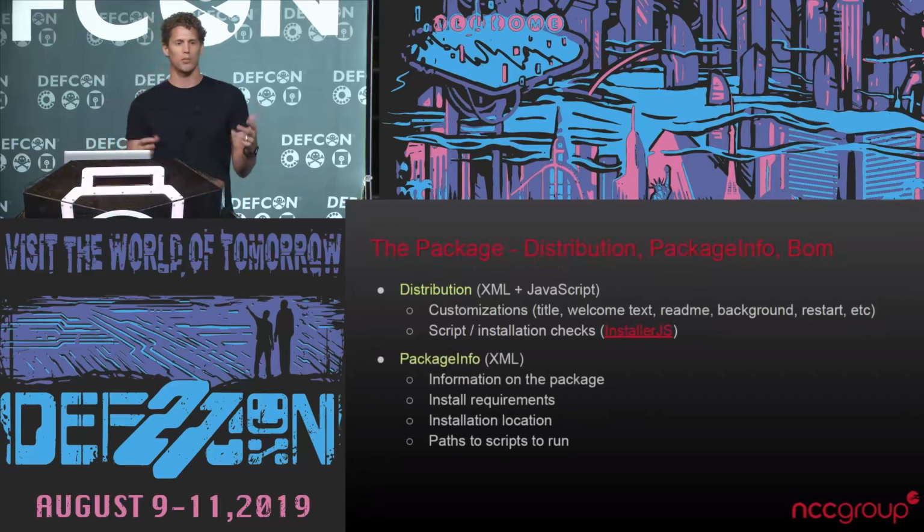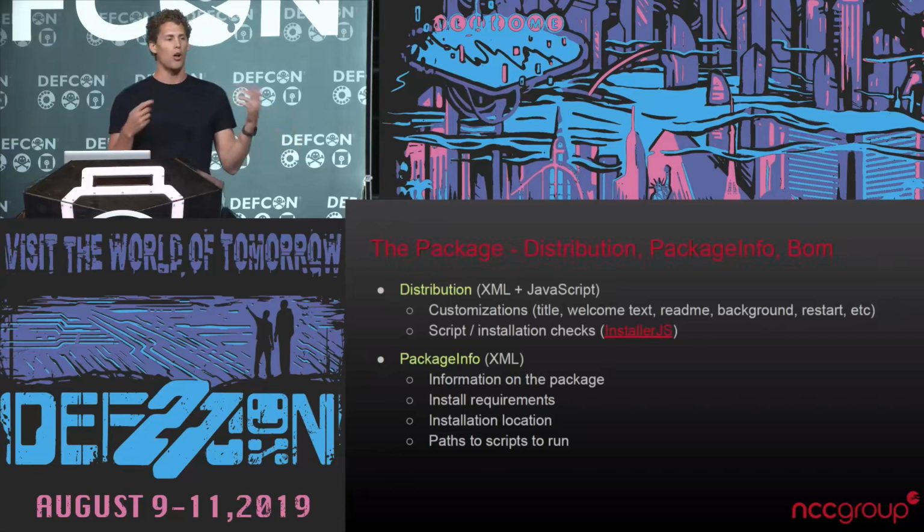You have the package info. This is more information about the individual packages that are installed with that distribution. It has the specific requirements of that package, the install location where that package payload will be extracted to, and then it will also include any paths to the scripts that will be run.